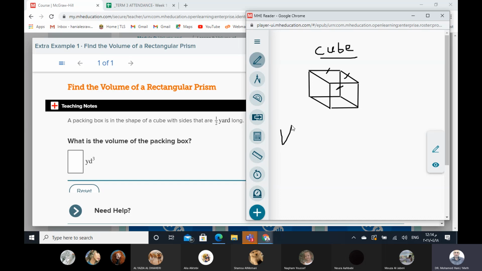So when we want to find the volume, you know the volume equals L times W times the height. But here, L equals W equals height, because here we have a cube. This side equals this side, and equals 1 over 2. So we can write here the volume equals 1 over 2 times 1 over 2 times 1 over 2.